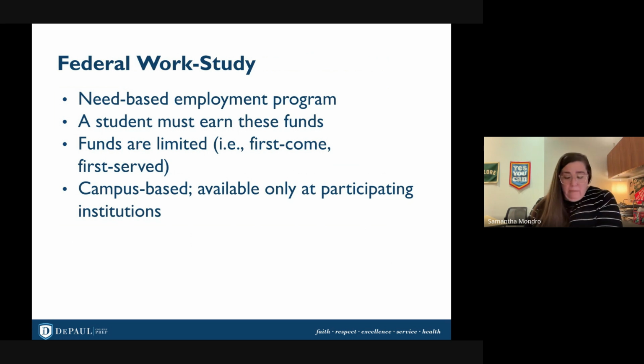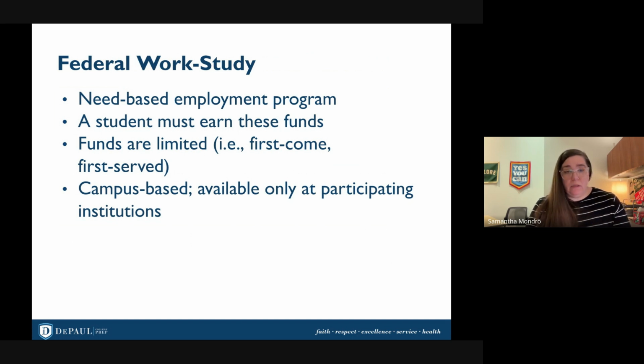So the last thing that I'm going to talk through that you might also see on your award letter is federal work study. This is a designation that students receive for a need-based employment program, and as the title says, the student must work to secure the funds. The funds are limited, first come, first served, and campus-based.